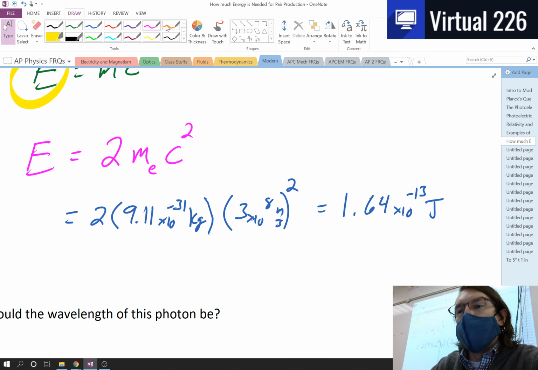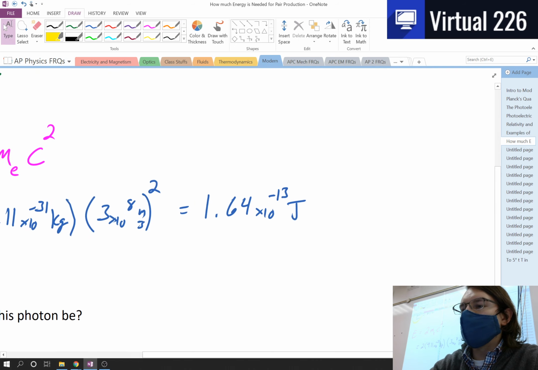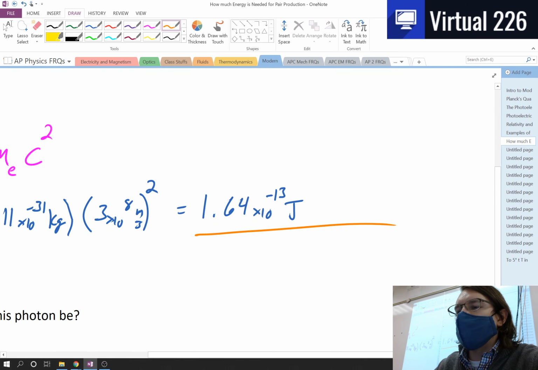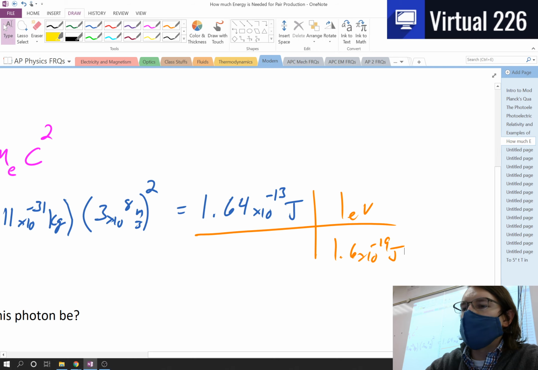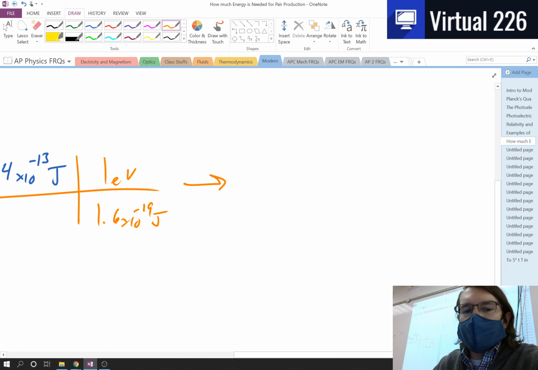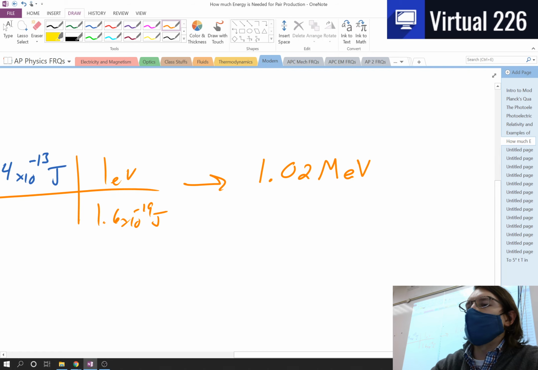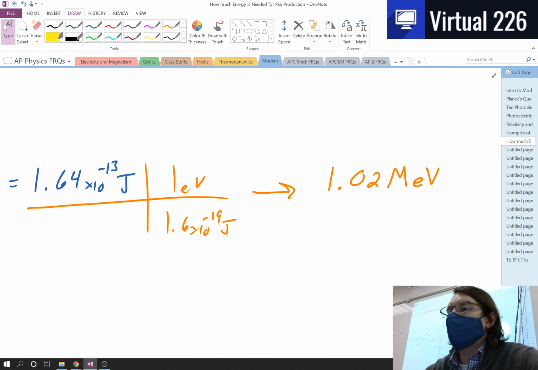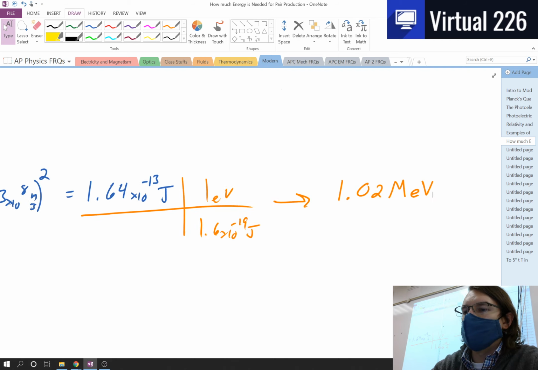Which, if you wanted to put this into mega electron volts, or just eVs, you know that 1 eV is 1.6 times 10 to the minus 19 joules of energy, which means that this here will give us 1.02 mega electron volts. That's a lot of energy.